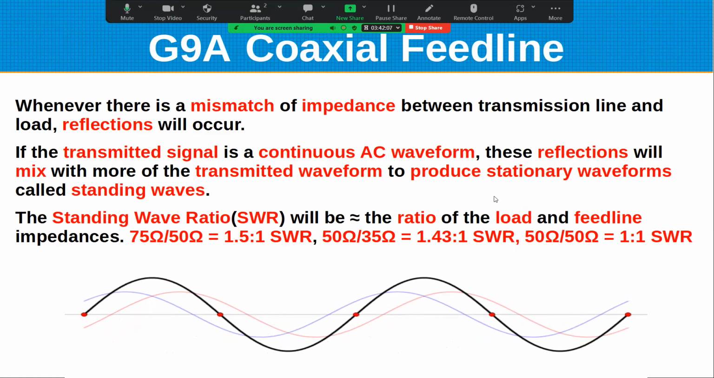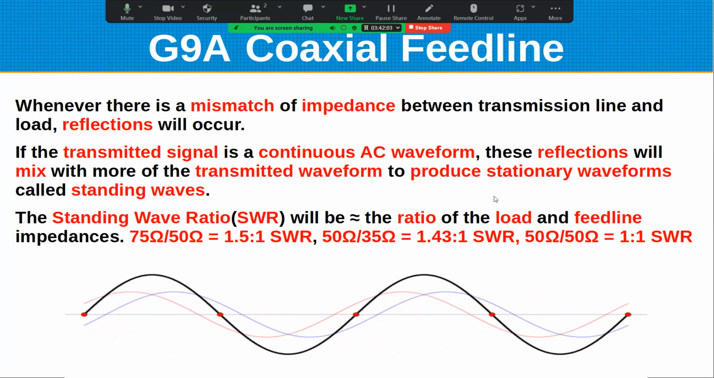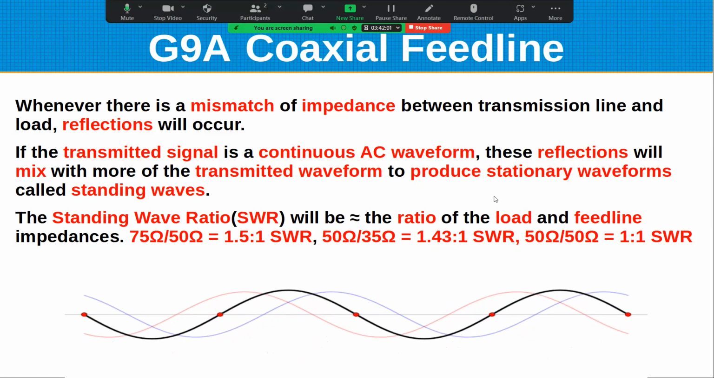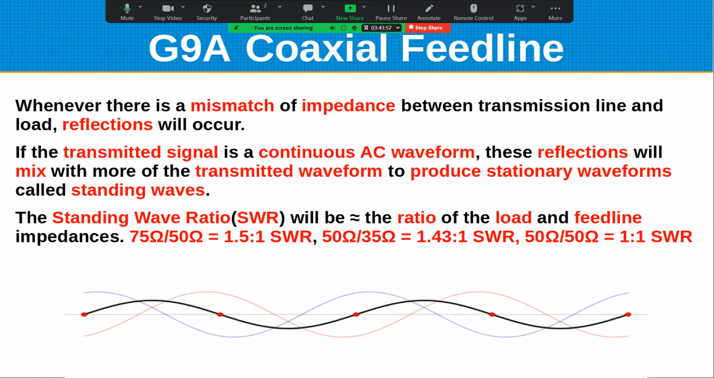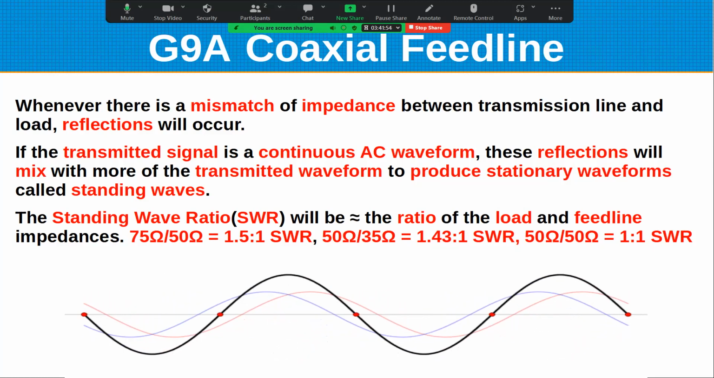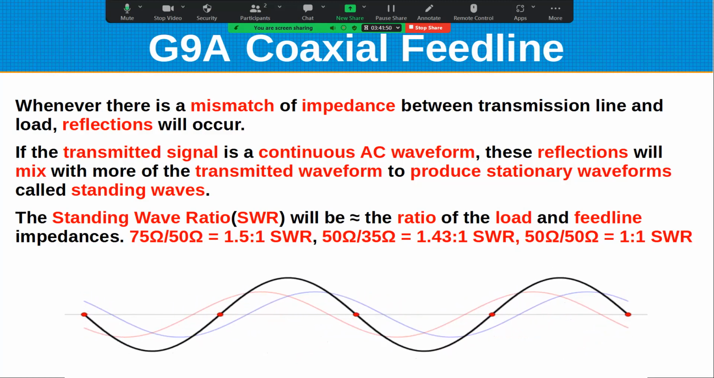You can determine the SWR by the ratio of the impedances. So if I was feeding a 75 ohm antenna with 50 ohm coax and a 50 ohm transmitter, I'm going to get a 1.5 SWR.